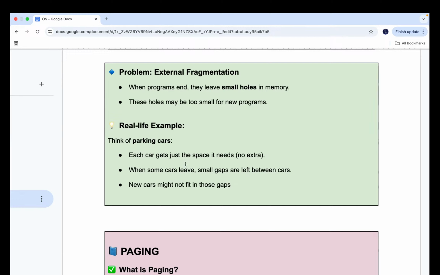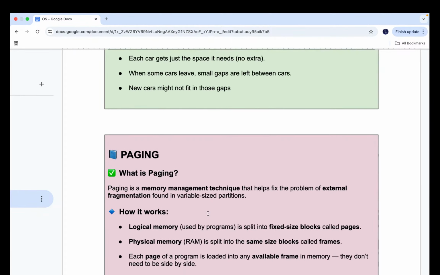Real life example: think of a parking lot. Each car gets just the space it needs. When some car leaves, small gaps are left between cars. New cars might not fit in those gaps.